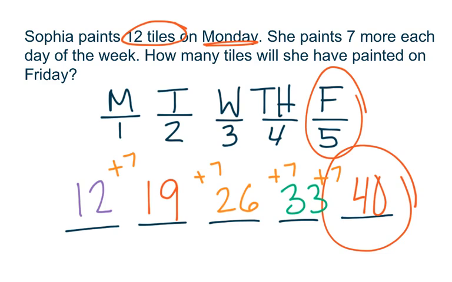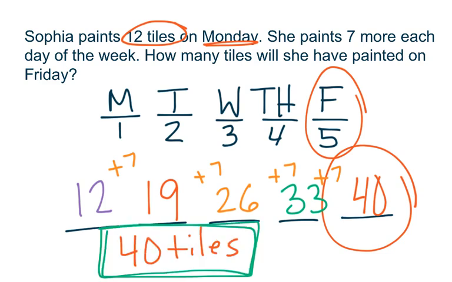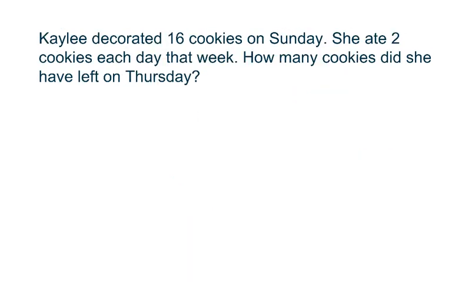So here's how a pattern can help us answer a word problem. We have to first figure out, well, what term are we looking for, and then we can solve from there. So how many tiles will she have painted by Friday? 40 tiles will have been painted by Friday. Let's look at one more word problem.